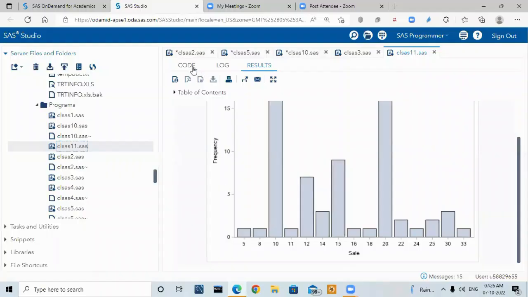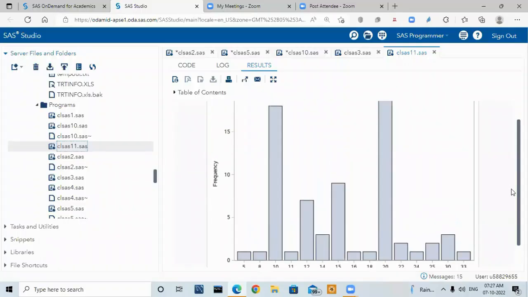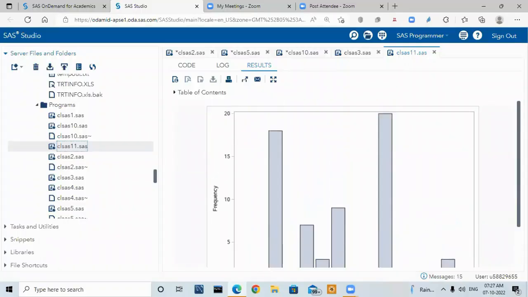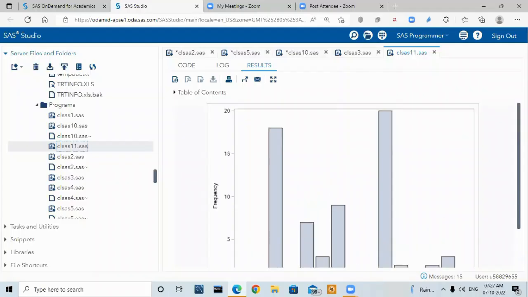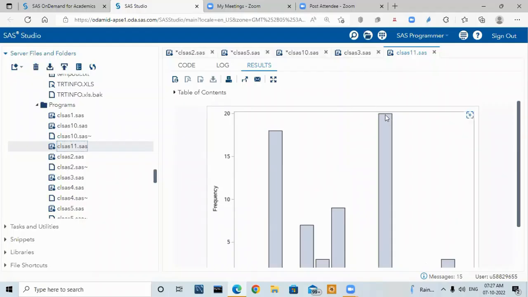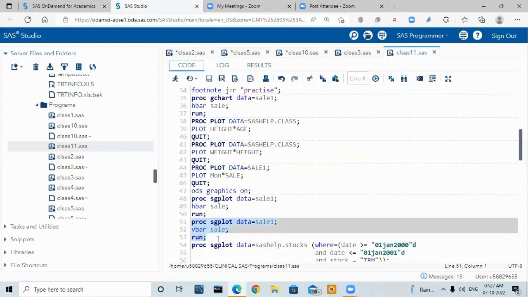So you can see here it looks like this. Which sale is having more frequency? Which sale value? The sale value 20, you can see, has the maximum frequency. Maximum frequency is there for the sale 20. Understood? So this is how you can draw V bar and H bar using proc SG plot.